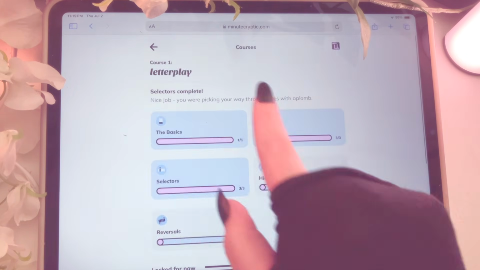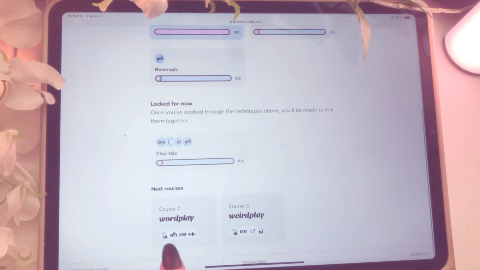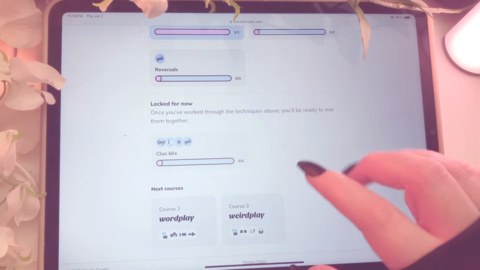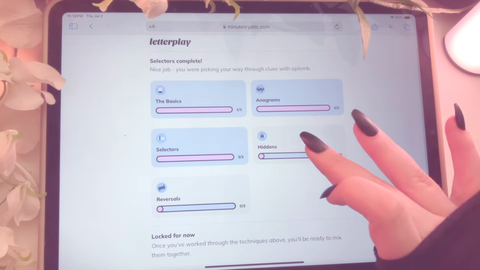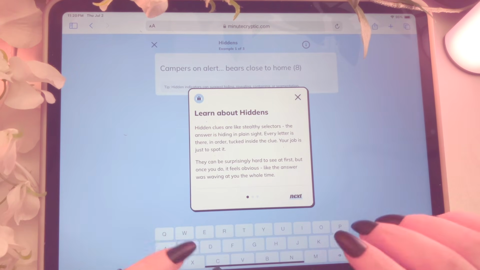Then, of course, this is all letter play. After that, there's still word play. And their newest one, weird play. Let's learn about hiddens.